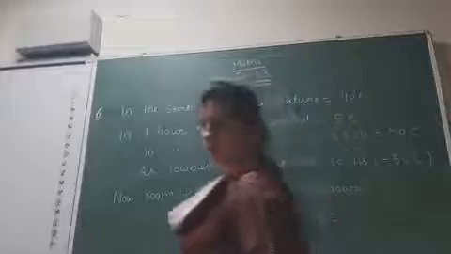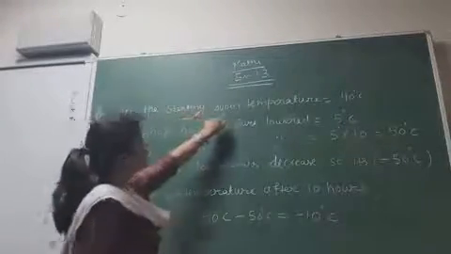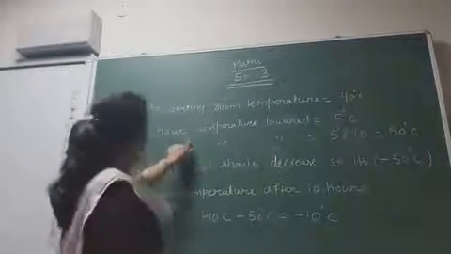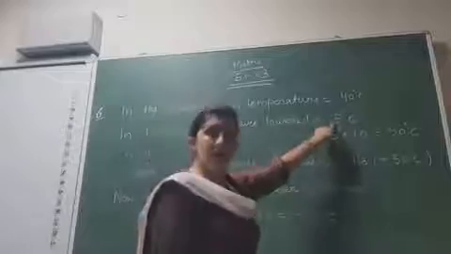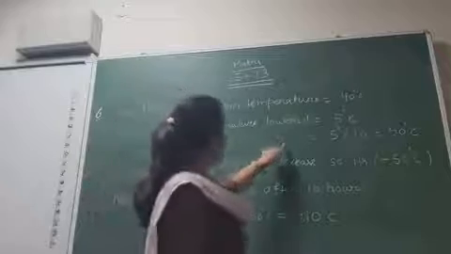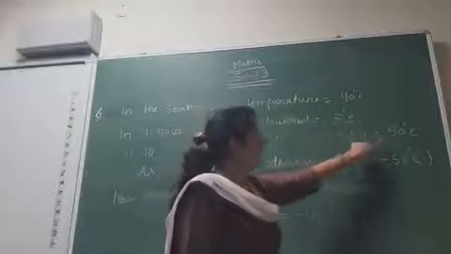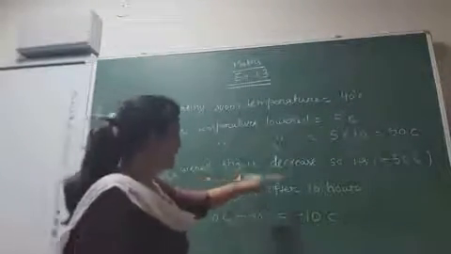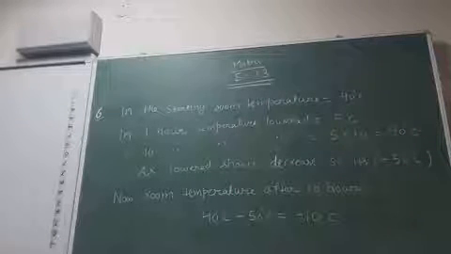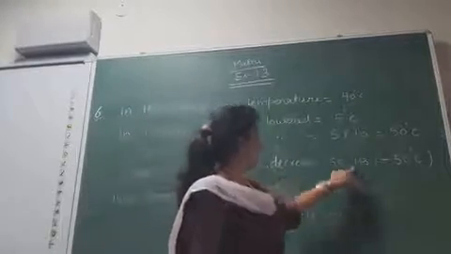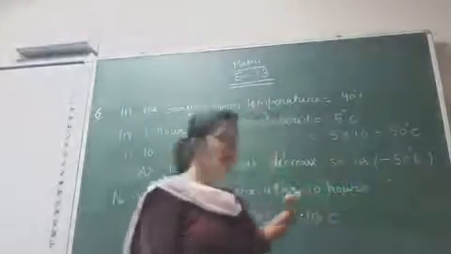So, we have written the statement: the starting room temperature is equal to 40 degrees Celsius. In 1 hour temperature lowered is 5 degrees Celsius. So, they ask about 10 hours. In 10 hours temperature lowered is equal to 5 multiplied by 10, it's 50 degrees Celsius. Next, as lowered shows decrease, so decrease means minus 50 degrees Celsius.